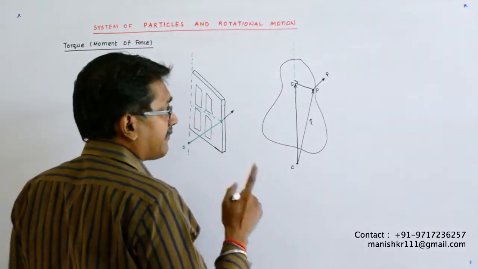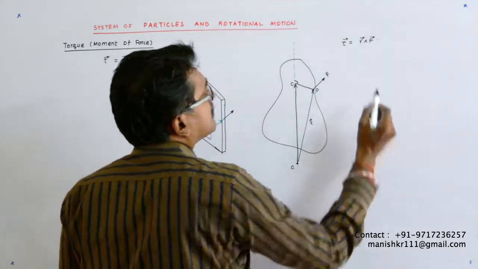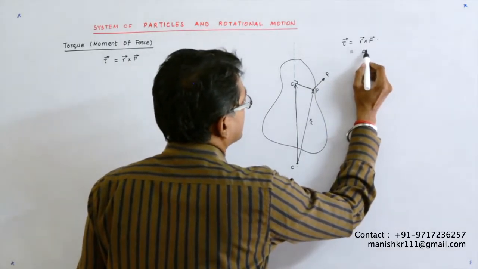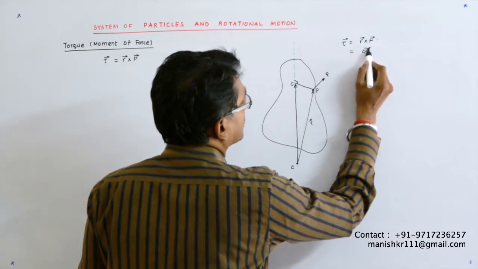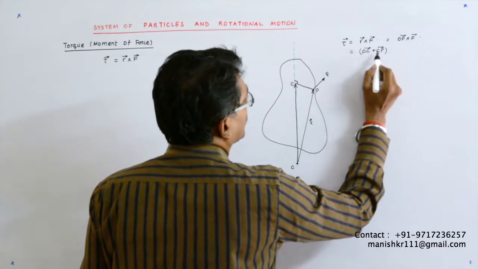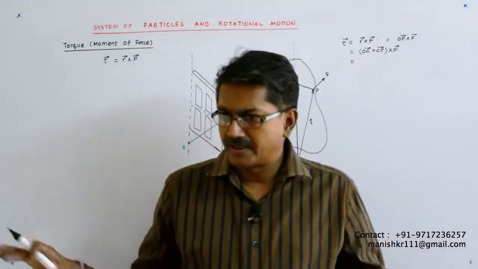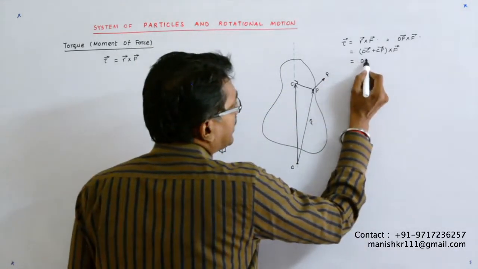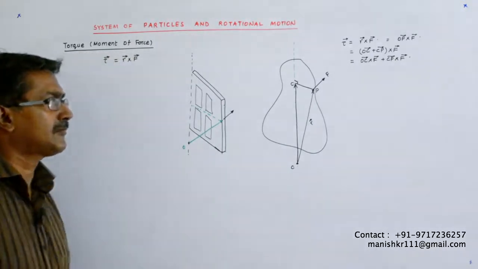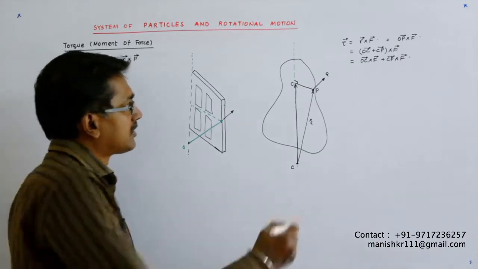Now try to think. I have defined my torque as R cross F. And my R is nothing but OC plus CP. This is actually OP cross F. So this is OC plus CP cross F, and the vector product distributes over addition. So it becomes OC cross F plus CP cross F. We haven't made the vector sign for CP. For CP, this is CP.